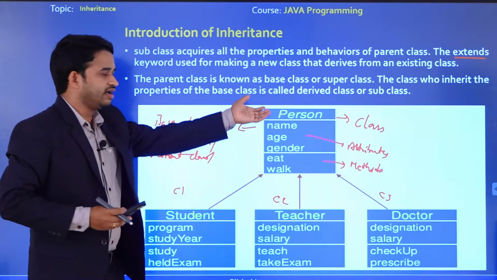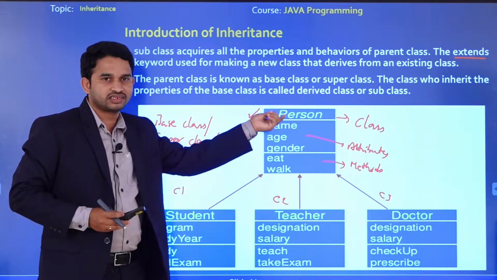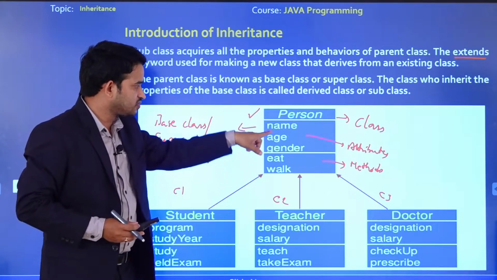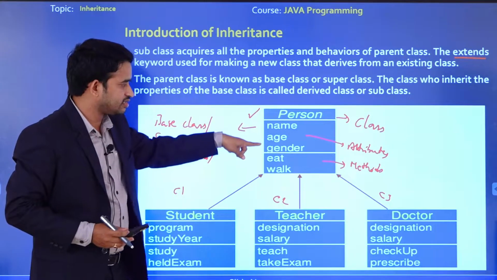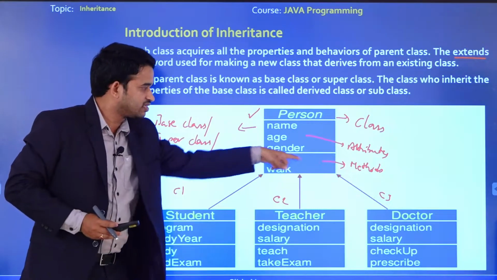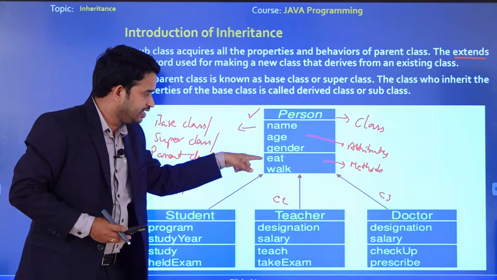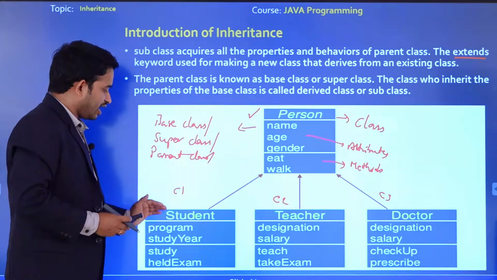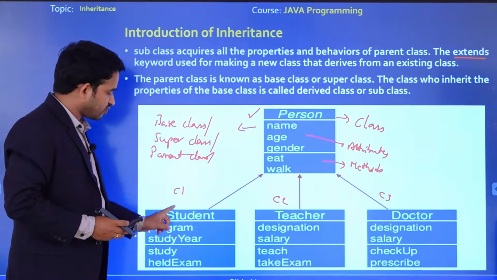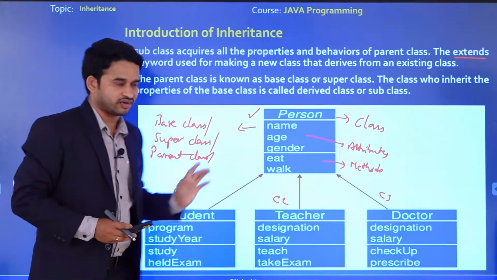Means here I declare one class, and that class name is what? Person. Here I am declaring three attributes. What are the three attributes? Name, age, gender. What are the actions or methods we use in this person class? Eat and walk. Here I am going to use three more classes. Those are what? Student, teacher, doctor.